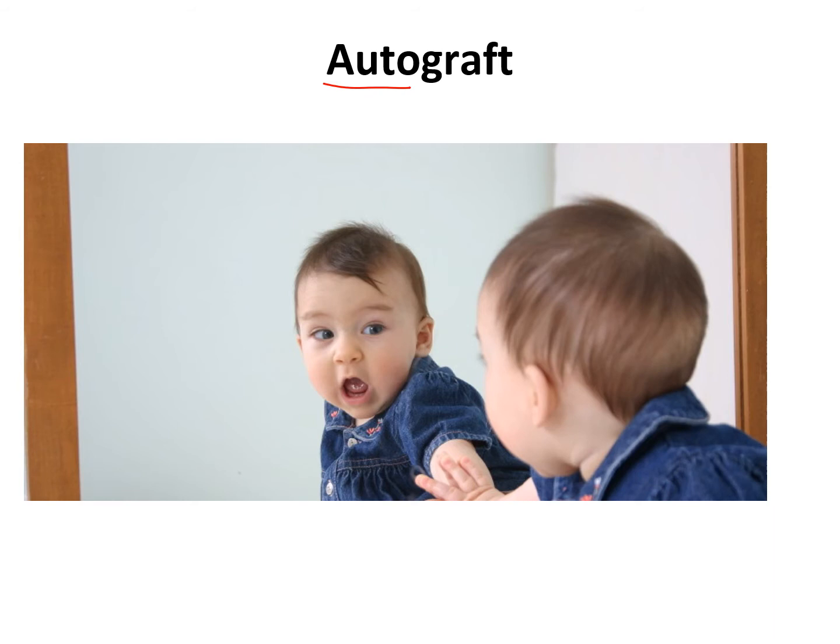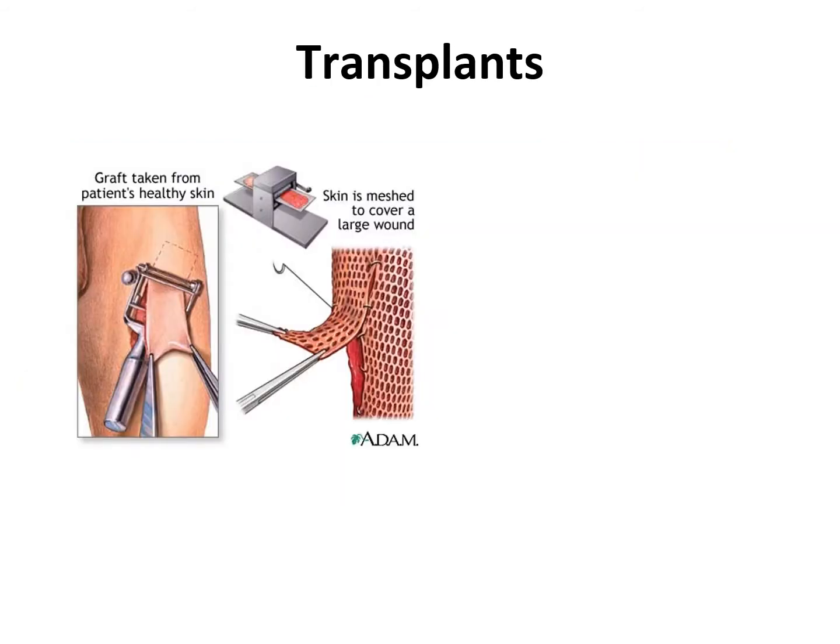The only problem with an autograft is that the only tissue that can be autografted is skin. So if you have a burn on one part of your body, you can remove skin from another part and cover the damaged area. And that skin should not be rejected because it has exactly the same HLA, so your white blood cells will not recognize it as foreign.